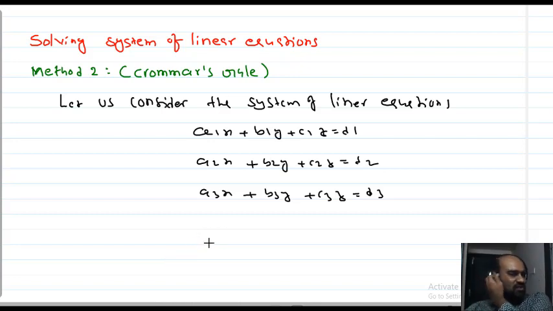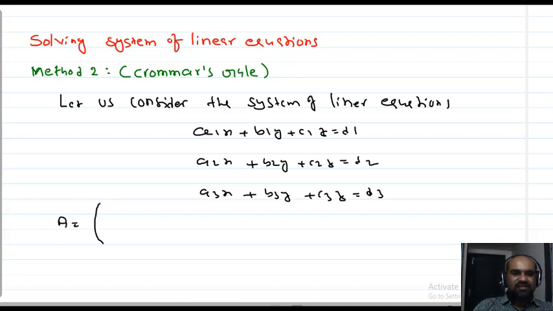But our chapter is matrices, that's why I want to use the matrices method. The first method is already completed, that is called the matrix inverse method. The second one is Cramer's rule. Students, listen. To find the solutions of linear equations by using Cramer's rule, we need to create some matrices. First of all, in general, I can say coefficient matrix A.